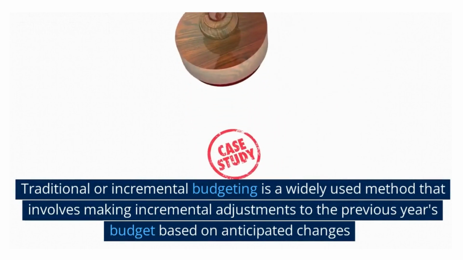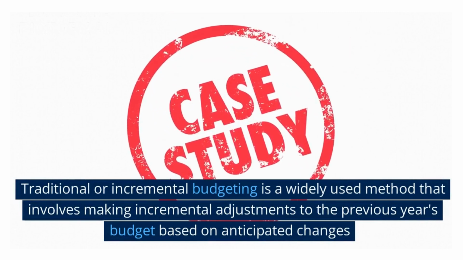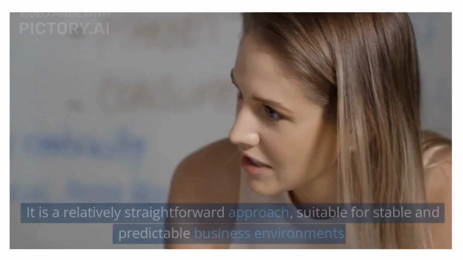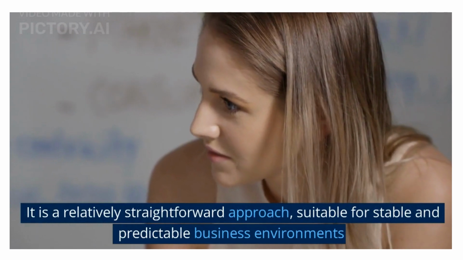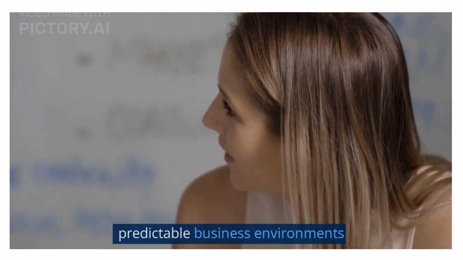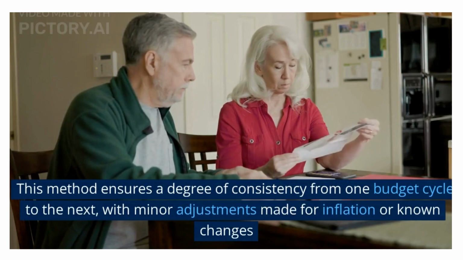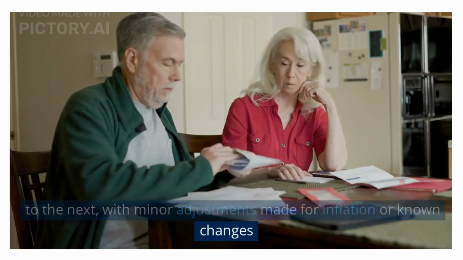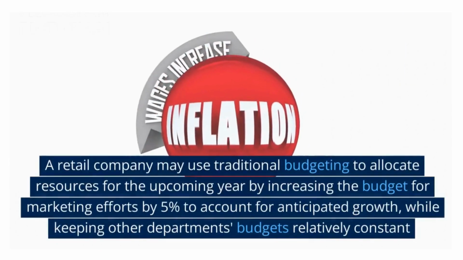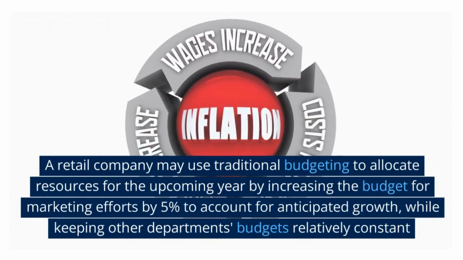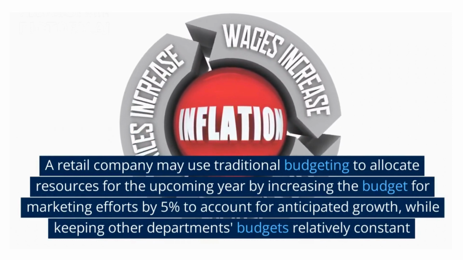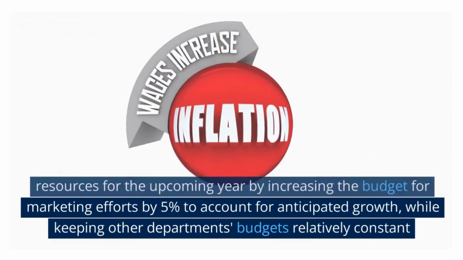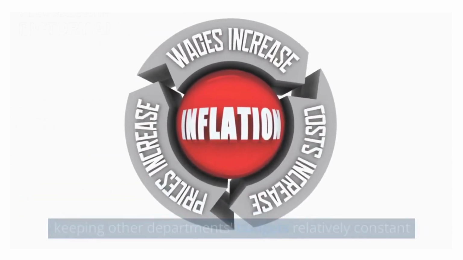Traditional or incremental budgeting is a widely used method that involves making incremental adjustments to the previous year's budget based on anticipated changes. It is a relatively straightforward approach, suitable for stable and predictable business environments. This method ensures a degree of consistency from one budget cycle to the next, with minor adjustments made for inflation or known changes. A retail company may use traditional budgeting to allocate resources for the upcoming year by increasing the budget for marketing efforts by 5% to account for anticipated growth, while keeping other departments' budgets relatively constant.